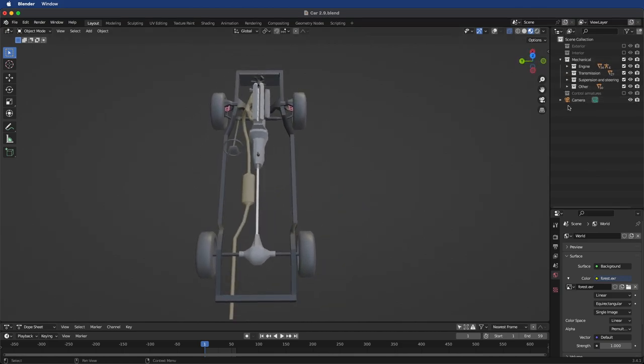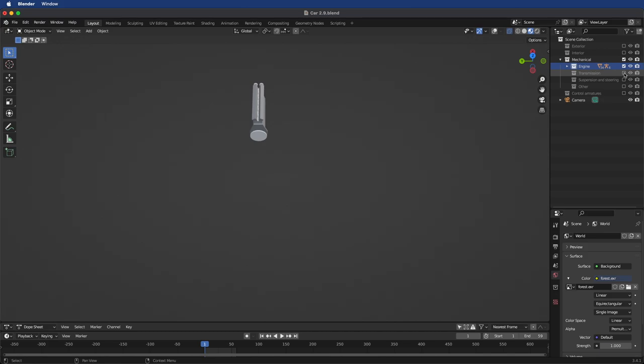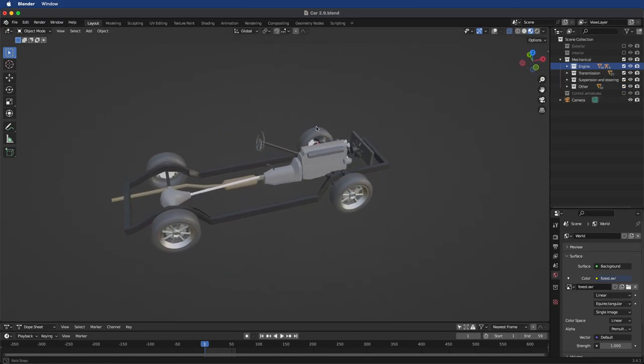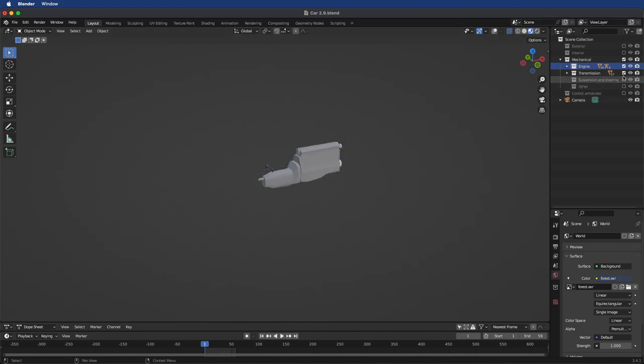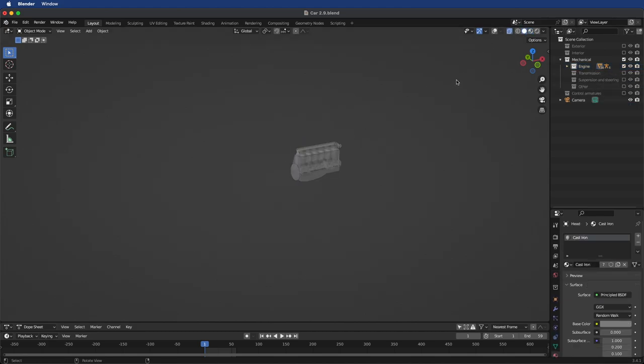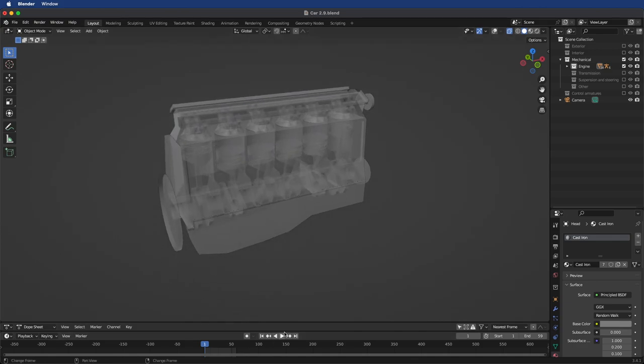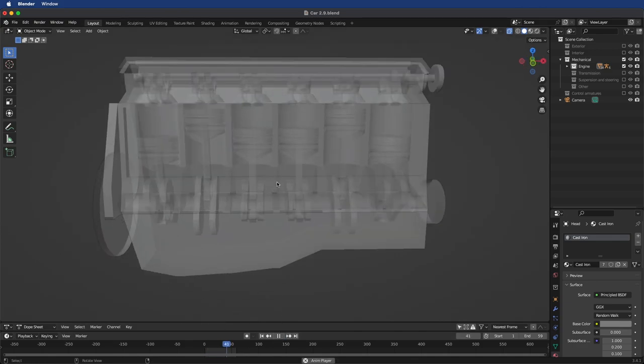And this is further categorized into a couple different layers. So we have the engine, the transmission, suspension and steering, and other. And we can individually look at these. So let's start with the engine. And we can go ahead and play the animation here.